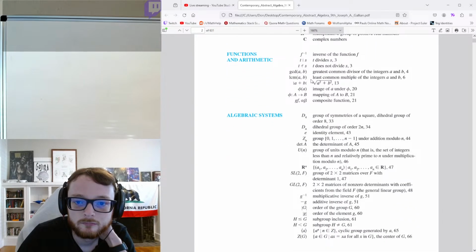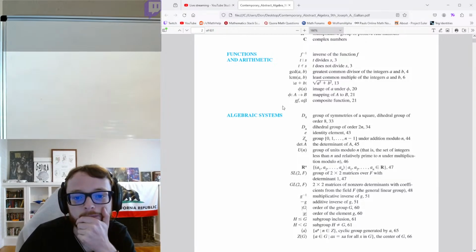T divides S, T does not divide S. GCD, LCM, absolute value, phi of A, image of A under phi. Okay. Mapping of A to B. Oh, that's how you say the arrow. Okay. B maps A to B.